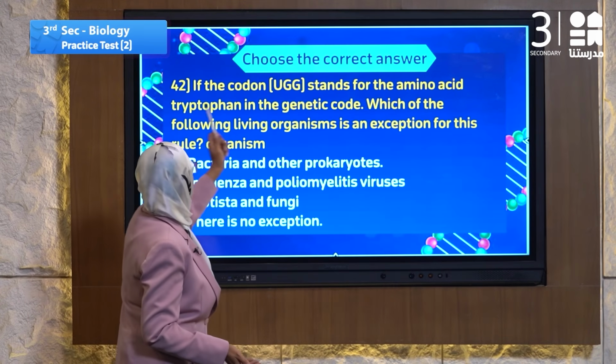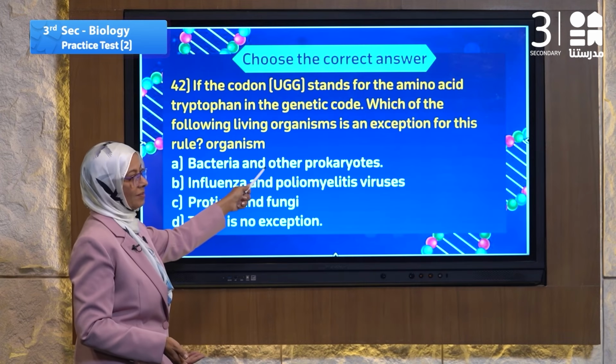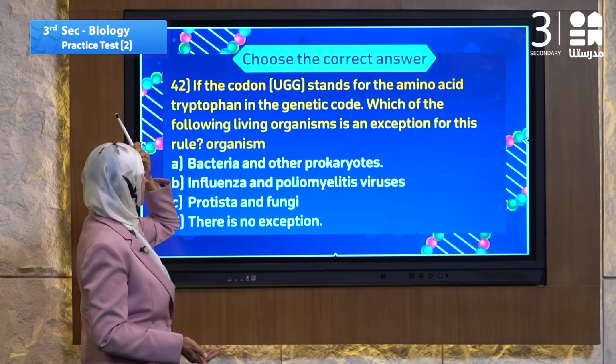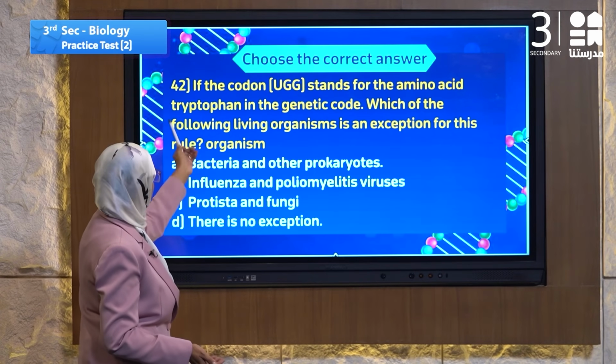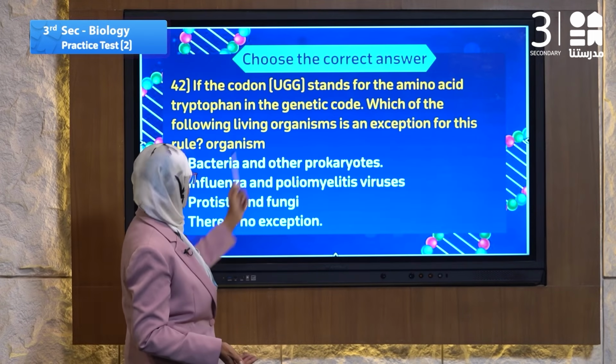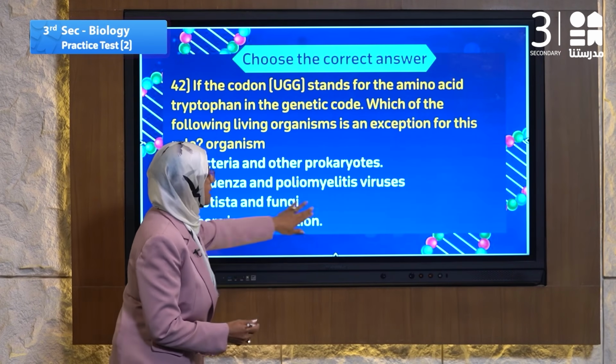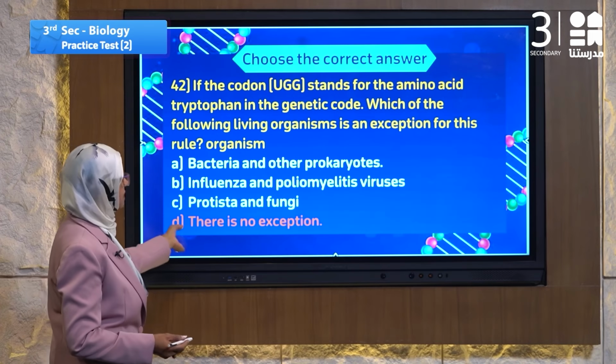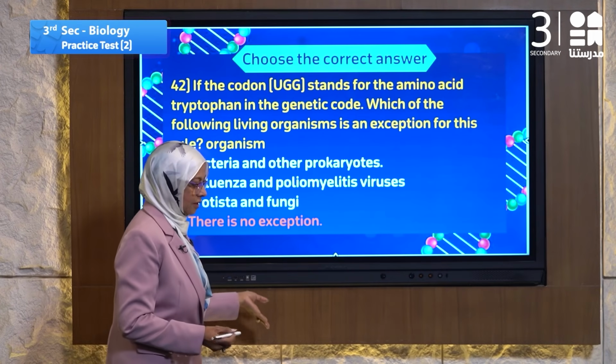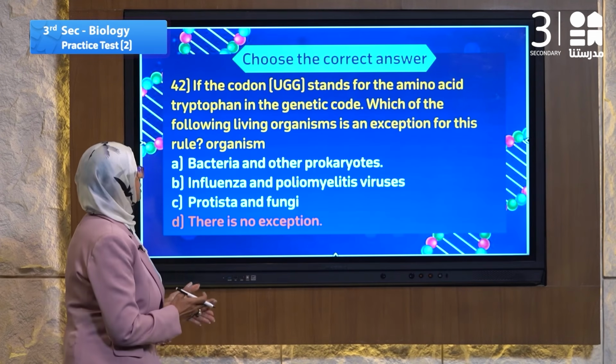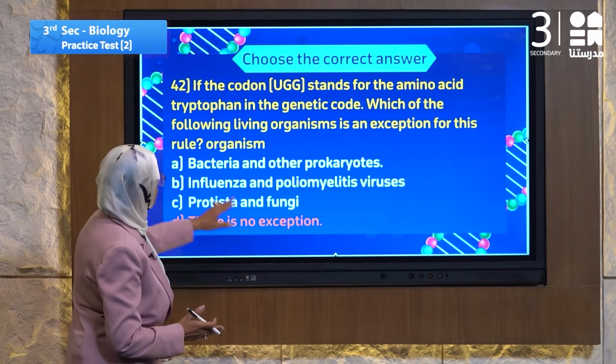UGG is the tryptophan amino acid. It is no exception. So the answer is D. There is no exception. That's the code UGG for tryptophan.